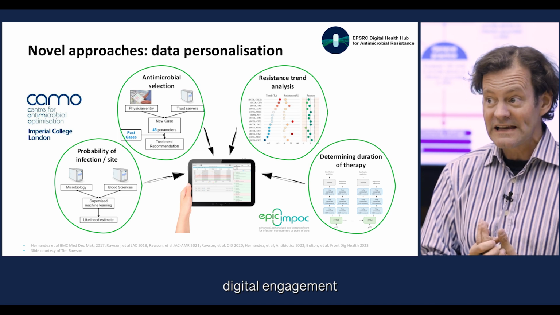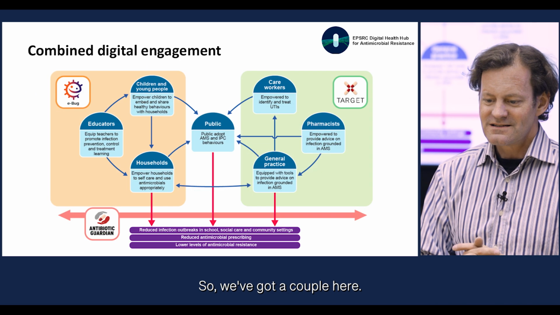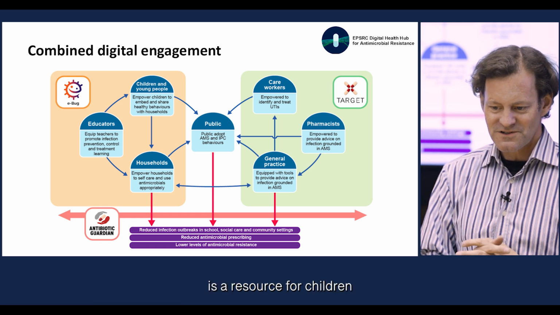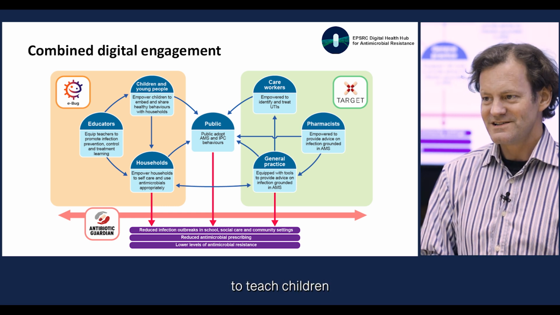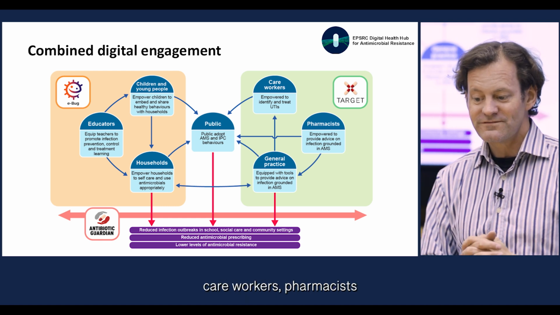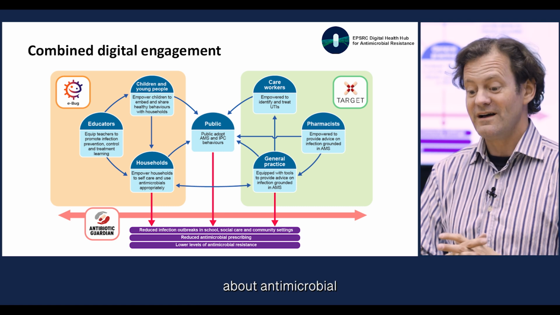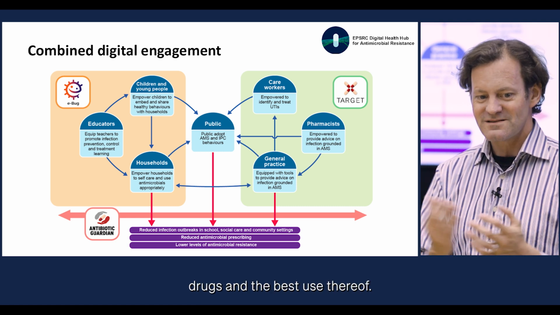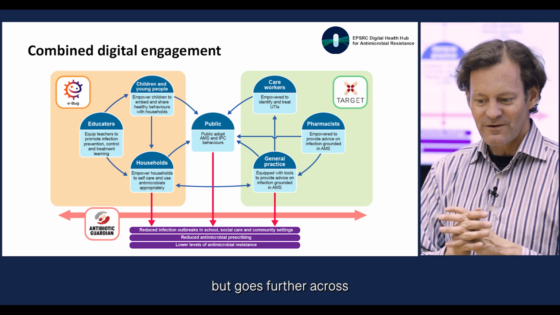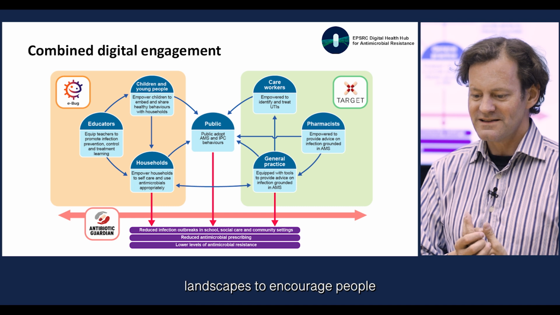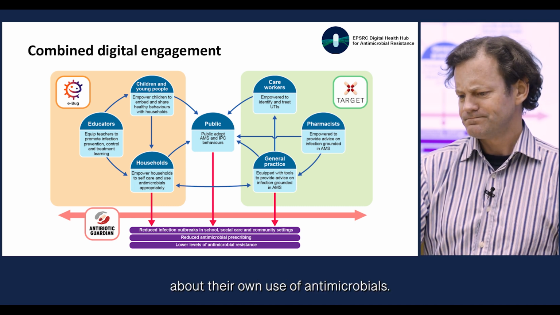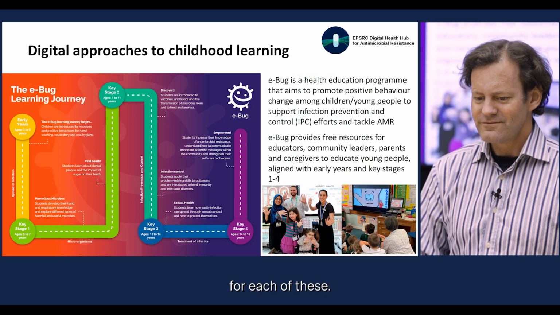We've done some digital engagement in a variety of settings. So we've got a couple here. We've got eBug, Target, and Antibiotic Guardian. eBug is a resource for children and young people, educators, and households to teach children about antimicrobial resistance. Target is looking at care workers, pharmacists, and general practitioners, teaching them about antimicrobial drugs and the best use thereof. And then Antibiotic Guardian combines these activities but goes further across a wide variety of One Health landscapes to encourage people to take advocacy about their own use of antimicrobials. I'll go into a little bit of detail for each of these.